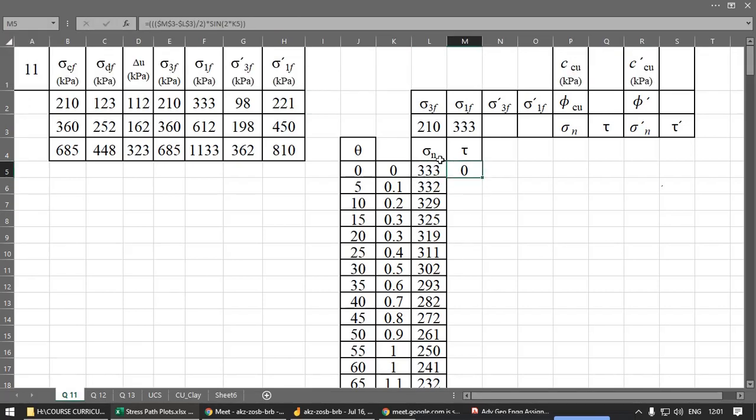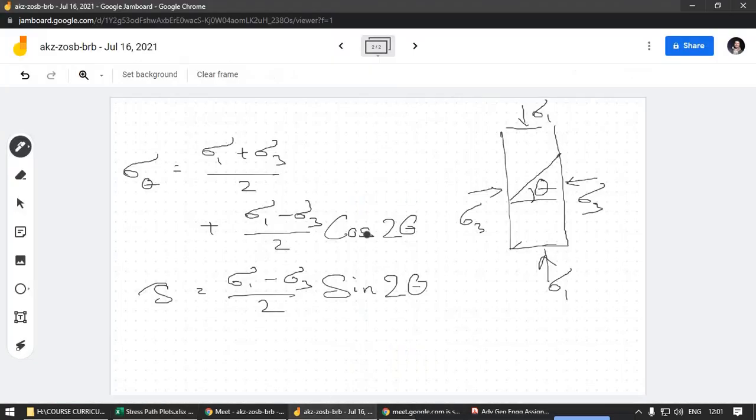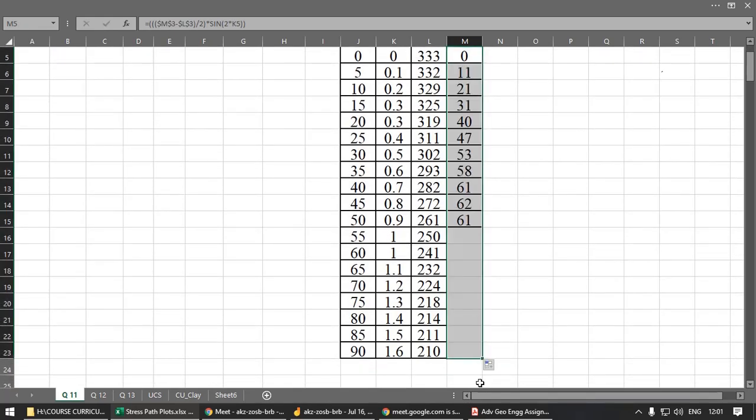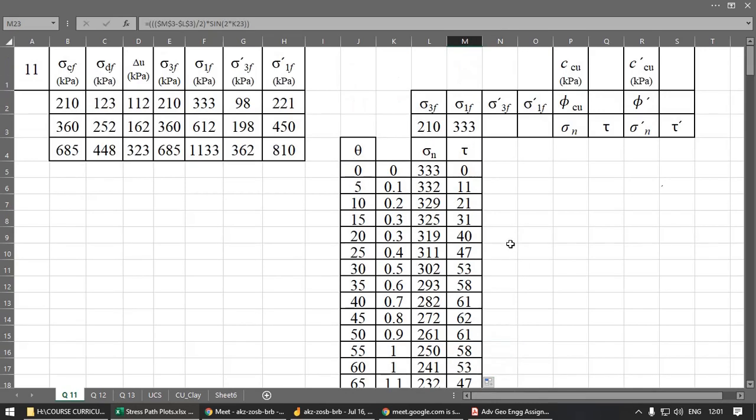When the plane is horizontal, there is no shear stress. When the plane is vertical, there is no shear stress. So when the plane is horizontal, there is no shear stress, and when I pull it down, when the plane is vertical, there is no shear stress here. So this is sigma and tau.